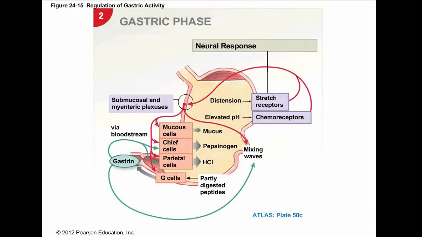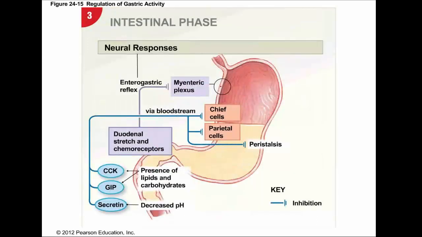The neural phase, when we're looking still at the gastric phase, is involved in the elevation of the pH, and it will cause more parietal cells to secrete more acid. So it's a complex process, so that the food is broken down so it can be exiting the stomach in a form that the duodenum can accept in order for absorption to occur.